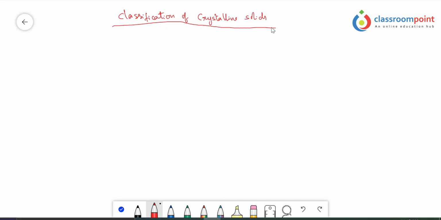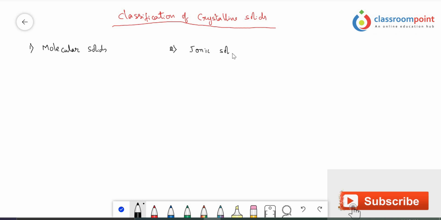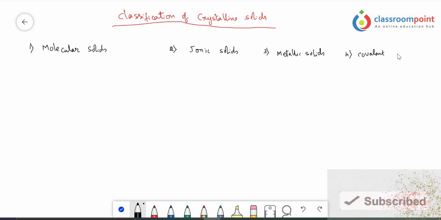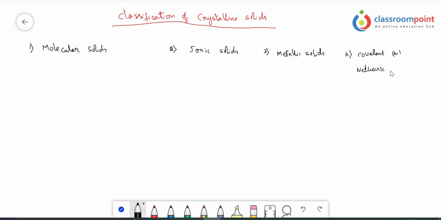So now we are going to discuss the classification of the crystalline solids. Basically, crystalline solids are classified into the following categories based on the type of particles participating in the making of the crystalline solids. They are: the first one is molecular solids, second is ionic solids, third is metallic solids, and the last one is covalent, also called network solids. So crystalline solids are classified into four categories: molecular solids, ionic solids, metallic solids, covalent or network solids.